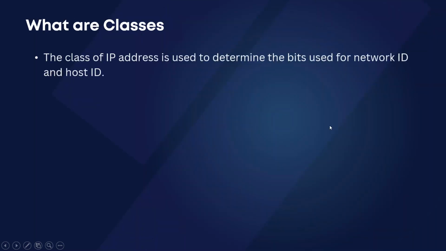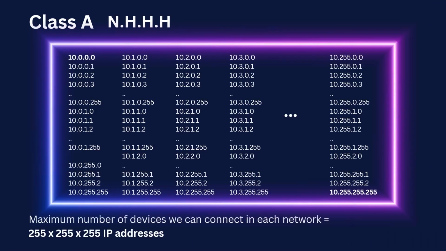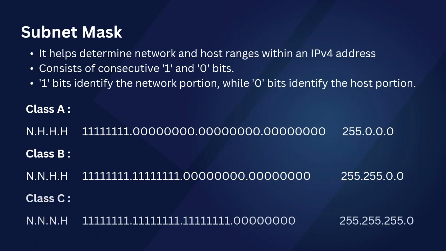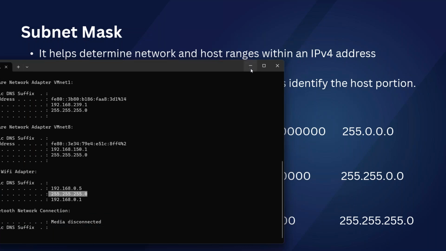Now, if I go back to my command prompt, you would notice just below my IPv4 address we have another value called subnet mask. For this address, it says the subnet mask is 255.255.255.0. Now, what is the subnet mask and how are we getting this value 255.255.255.0? The subnet mask is for the computer to understand which IP belongs to which category or which class.